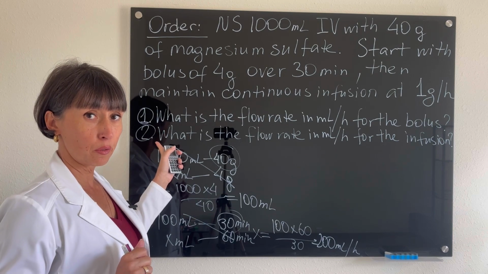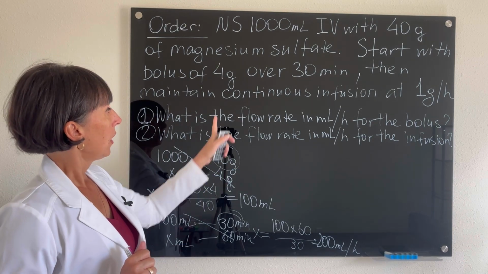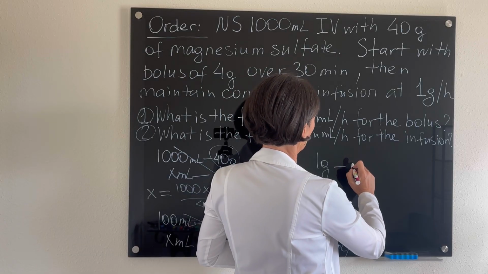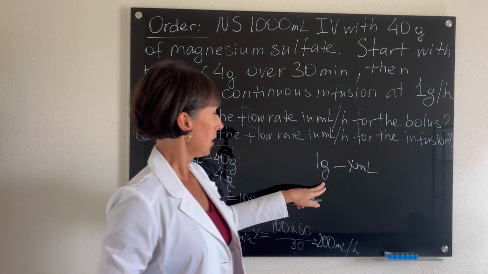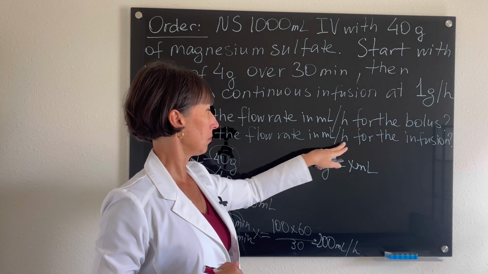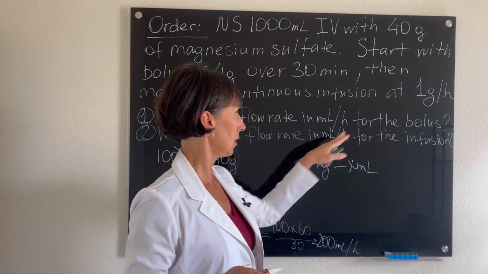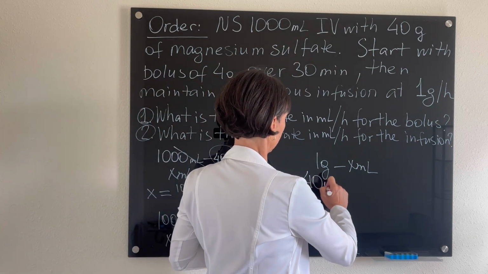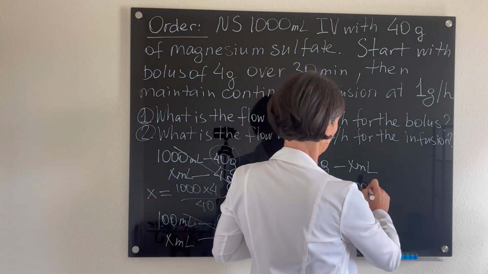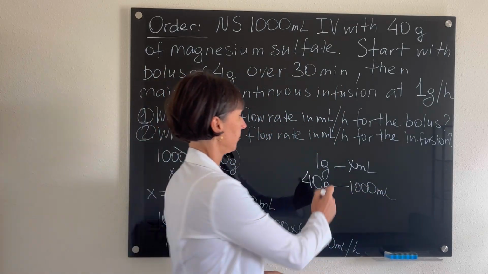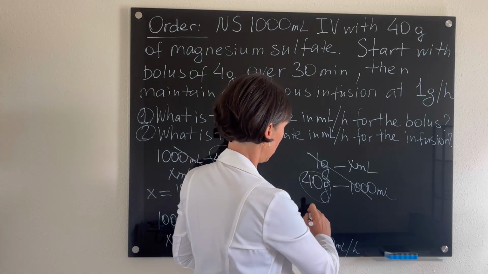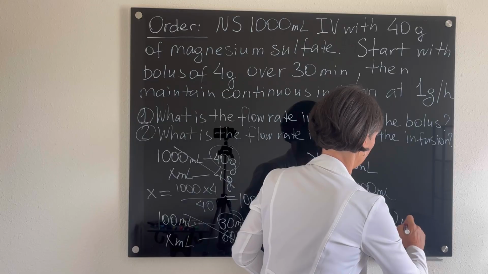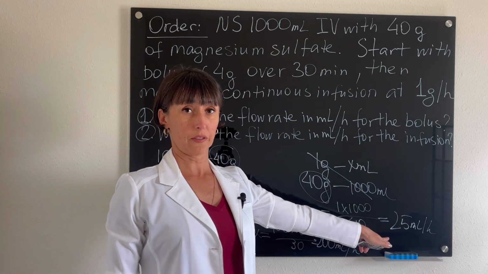Now let's answer question number 2. What is the infusion rate in milliliters an hour? And what's given for infusion here? 1 gram per hour. So I'm writing 1 gram is X milliliters because I need to find milliliters an hour, right? I'm given gram an hour, I need to find milliliters an hour. So 1 gram is X milliliters. But again, I know that 40 gram is 1,000 milliliters. I'm putting gram under gram. And I put my milliliters under milliliters. 1 times 1,000 divided by 40. And that equals 25 milliliters an hour.